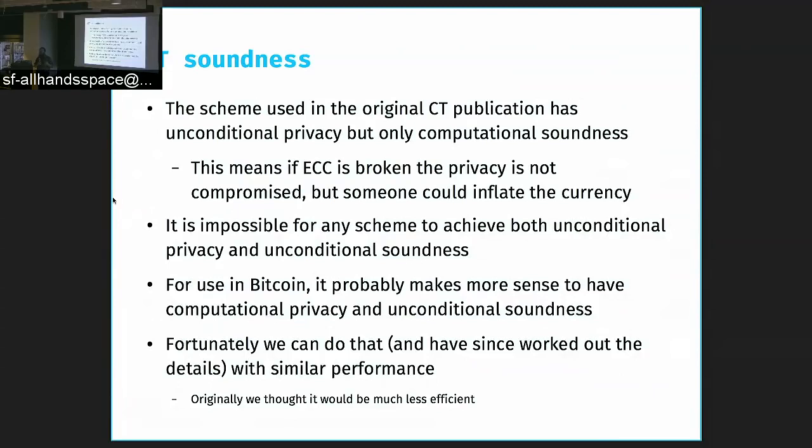It turns out we found ways to make it equally efficient while preserving the unconditional soundness. And this is something that we've been working on a while. Also, Oleg at Chain has been working on the unconditional soundness for CT. And we have some implementations that I haven't published yet that do this.